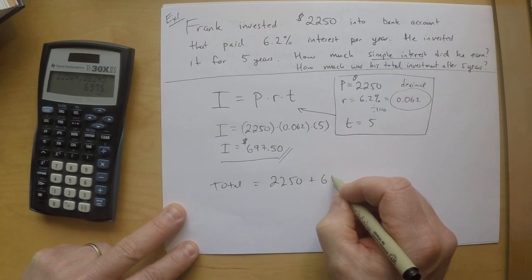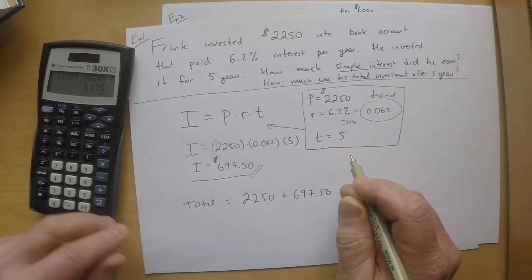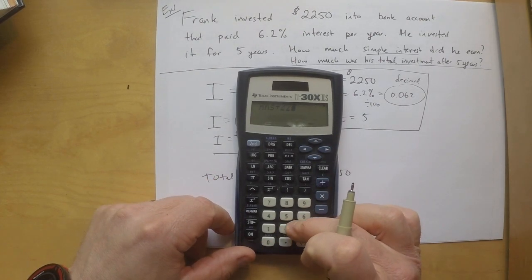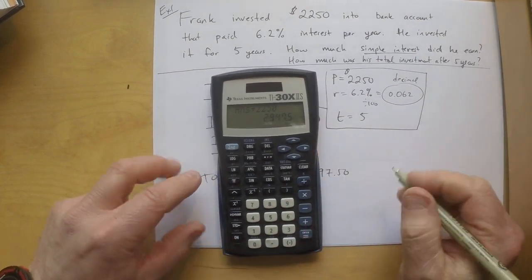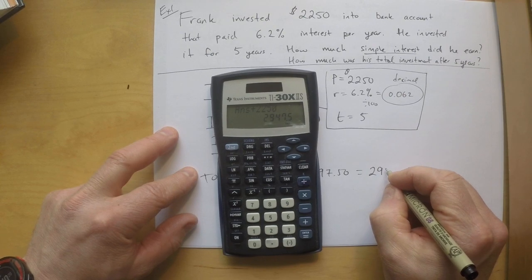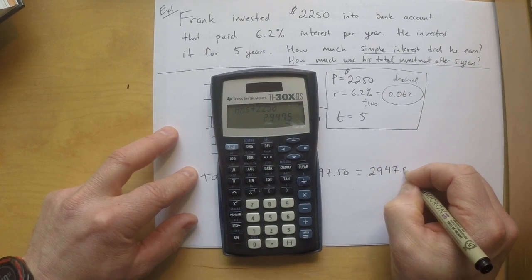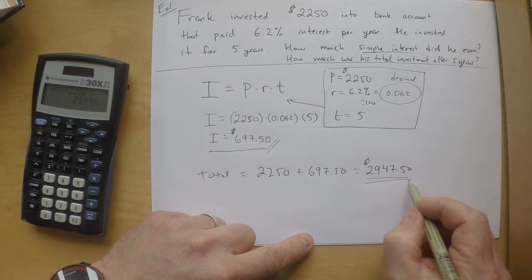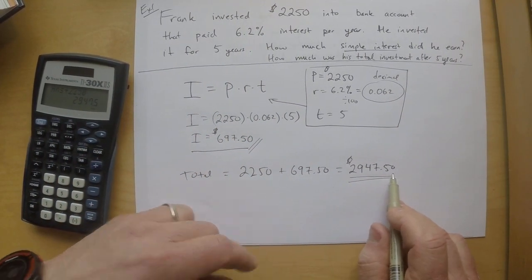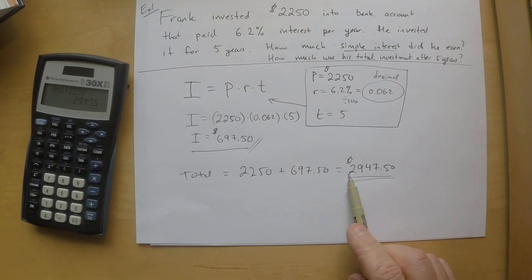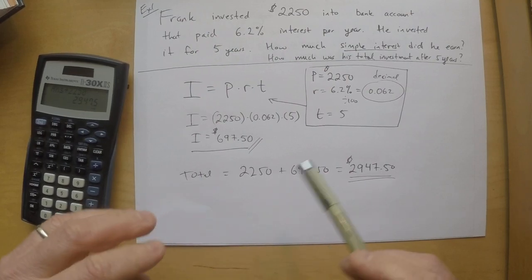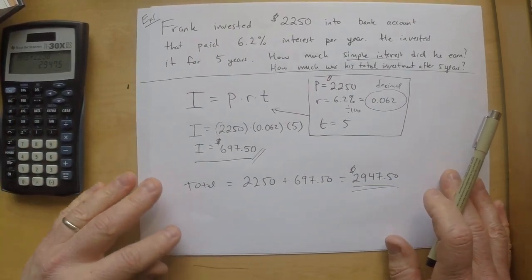$2,250 plus the $697.50. So I go to my calculator and I'm going to add $2,250 onto that. So after 5 years, if Frank is patient, he will walk out of there with almost $3,000 worth. $2,947.50.